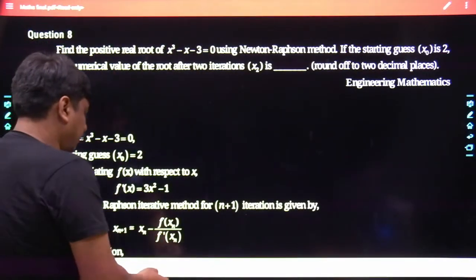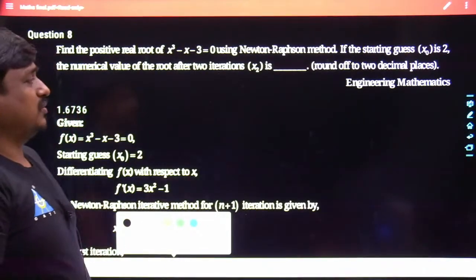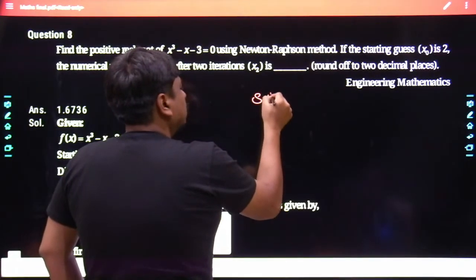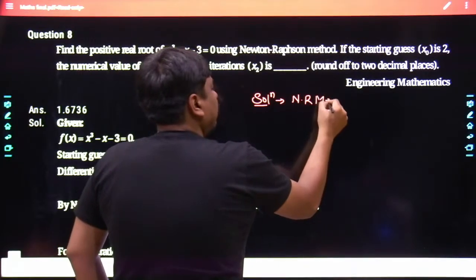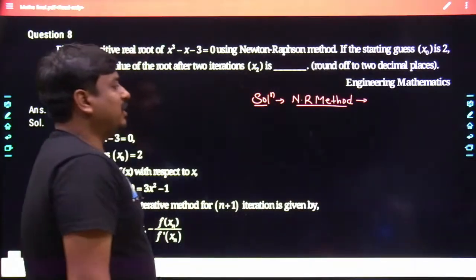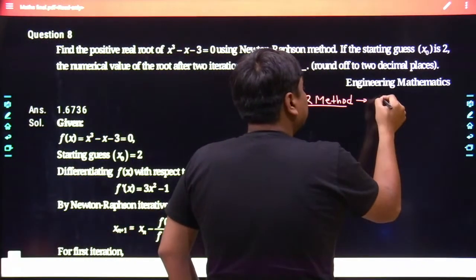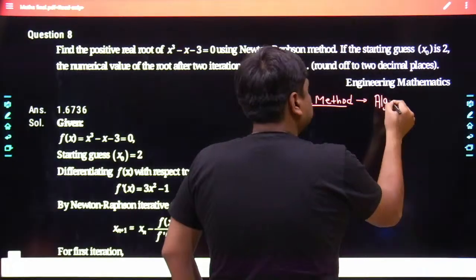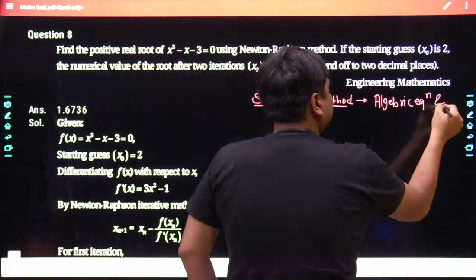My dear friends, before jumping into the solution of this problem, I would suggest you have a bit of an idea about the Newton-Raphson method. Anyways, first go behind its theoretical understanding. The Newton-Raphson method is used to solve what? Algebraic equations and transcendental equations.